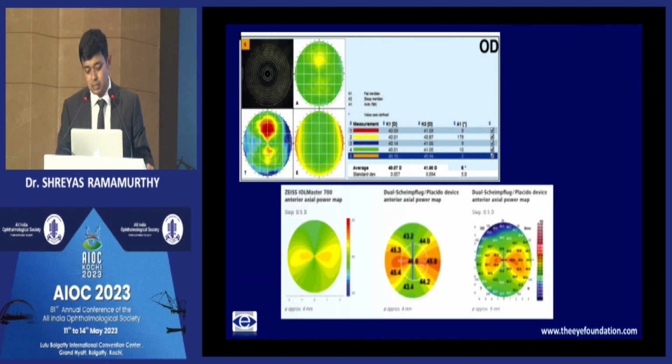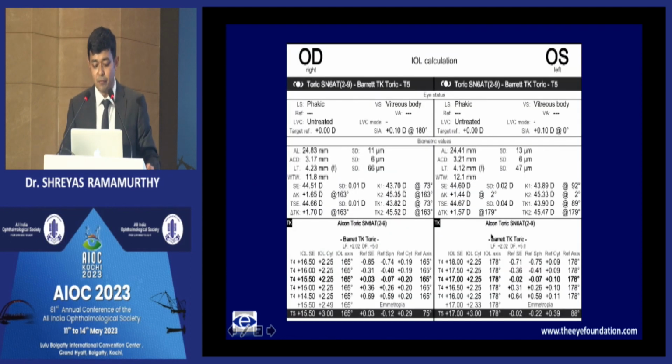And this is just a printout from the IOL Master 700, where you can see that it is quite comparable. Even though the measurement data points might be fewer than the Scheimpflug devices, it gives you a fair idea. Almost all our patients now, we are running them through the Barrett toric calculator.